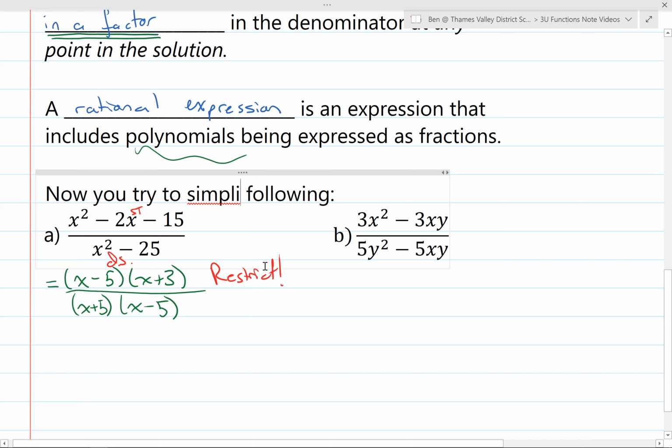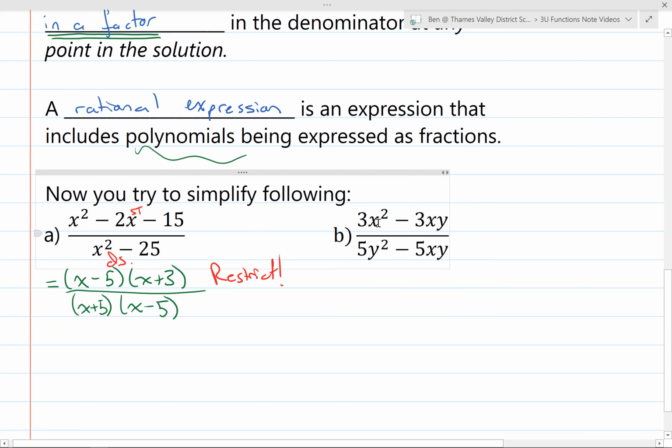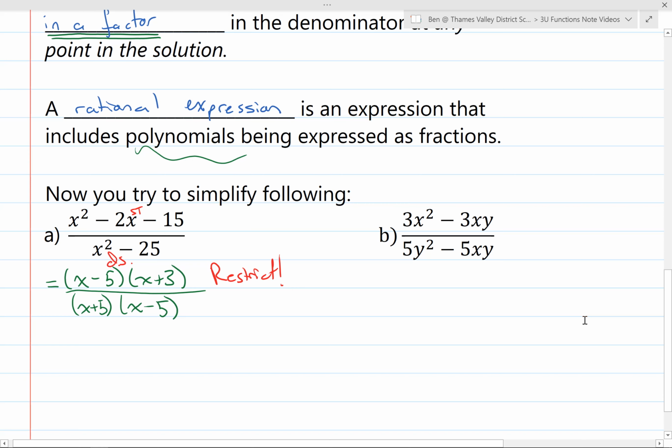And looks like I lost some of my question here. There we go. We're trying to simplify the following, and I'll move this over, give us plenty of space here. Good. So we're going to restrict this. I have two factors in my denominator. We need to restrict them both.